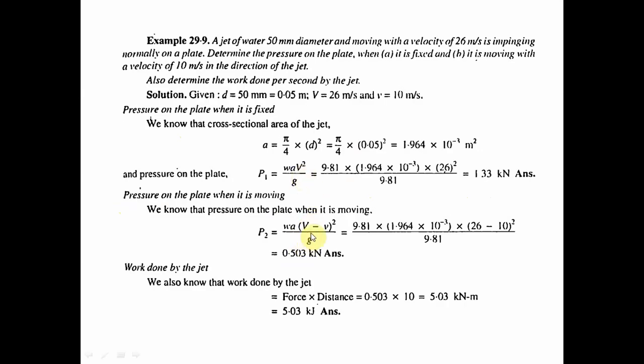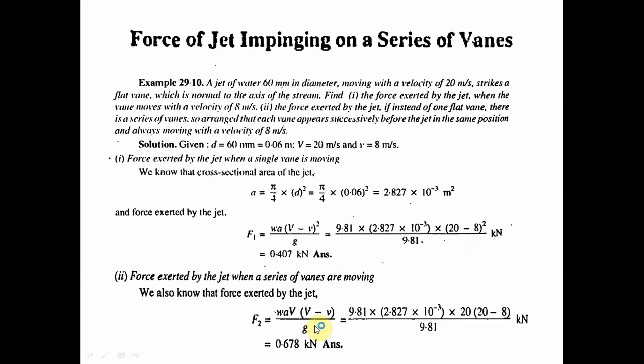When it is moving, V minus v, that is initial minus final velocity will be there. So that is 9.81 into 1.964 into 10 raised to minus 3 into 26 minus 10 the whole square divided by 9.81. So it comes to about 0.503 kilonewton. So also work done by jet is given by force into distance, that is 0.503 into 10, 5.03 kilonewton meter, that is equal to 5.03 kilojoules. Okay.